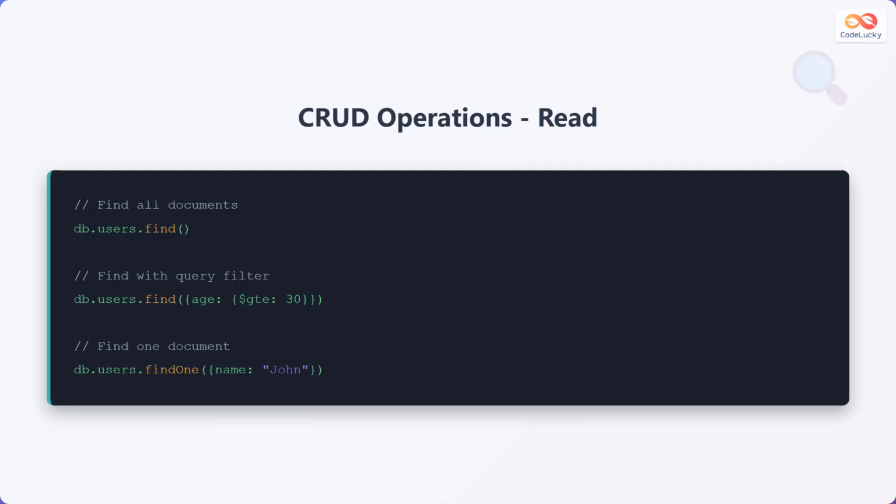To retrieve a single document that matches the specified criteria, use the find_one method, passing the query filter. For example, to find a user named John, use db.users.find_one, and then within curly braces type name John.